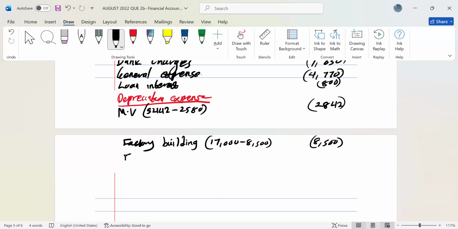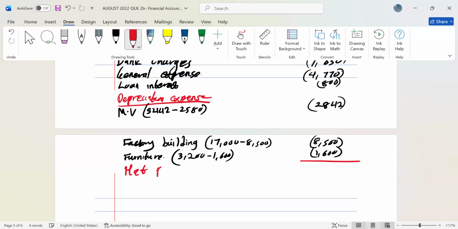What about furniture? We had the closing at 3,200, opening ilikuwa 1,600. So we just simply take the difference. That's 3,200 minus 1,600. You're going to get 1,600 that way. So once you do that, we now get our net profit. If you do those workings, what are you getting as your net profit?